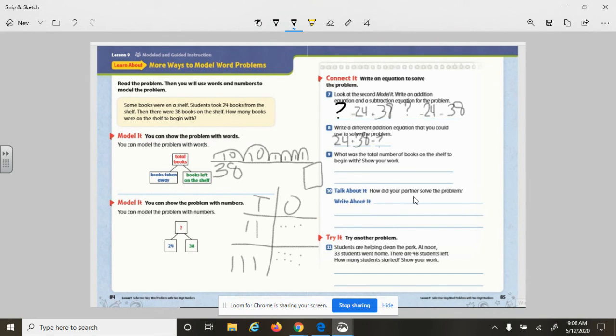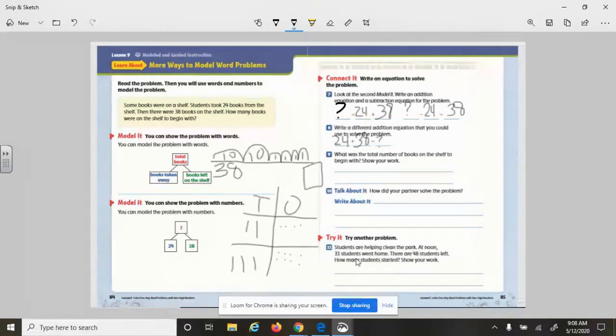This one says, how did your partner solve the problem? Write about it. That's going to be difficult for you to do because you're at home. You don't have a partner, but you could talk to your parent about how you are solving the problem. So you could write about, did you solve the problem using a number line, or did you solve the problem using models or a different strategy?